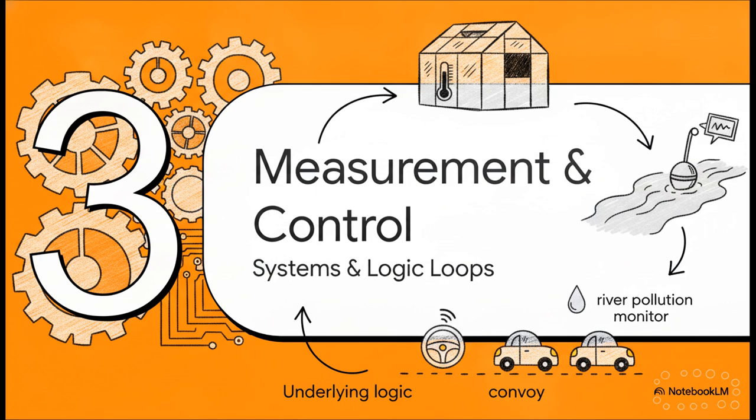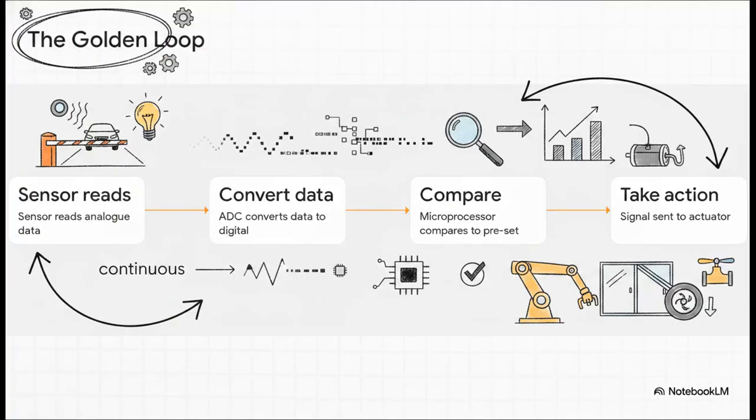All right, Section 3, Measurement and Control Systems. I'm about to give you the ultimate cheat code for pretty much every question in this section. You need to memorize this 4-step golden loop because it's the exact answer structure they want for questions on car park barriers, glass houses, autonomous vehicles, you name it. Step 1, a sensor, maybe a light or proximity sensor, reads data from the environment. Step 2, that data is converted. Step 3, the microprocessor compares the incoming data against a preset threshold.